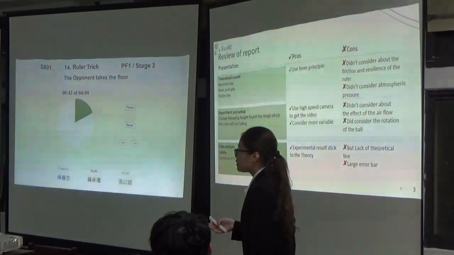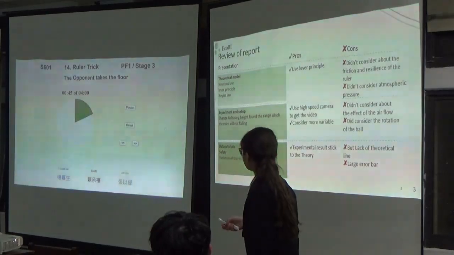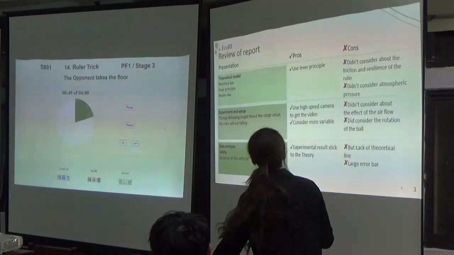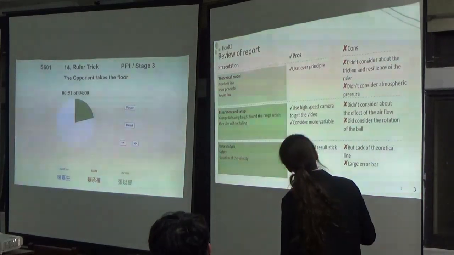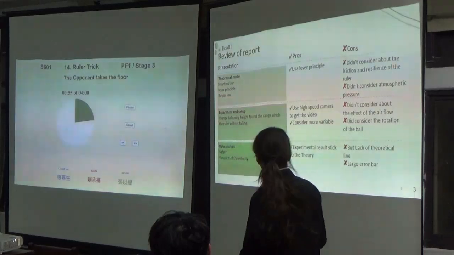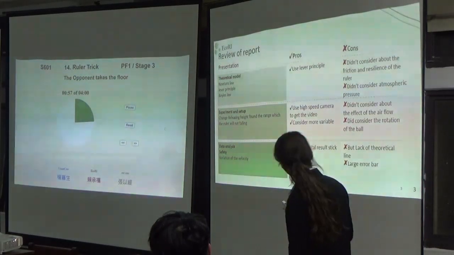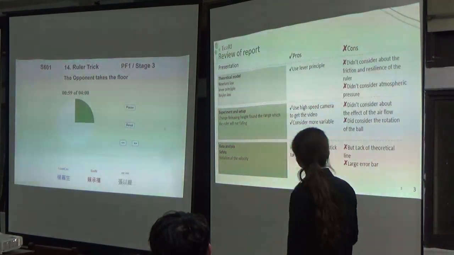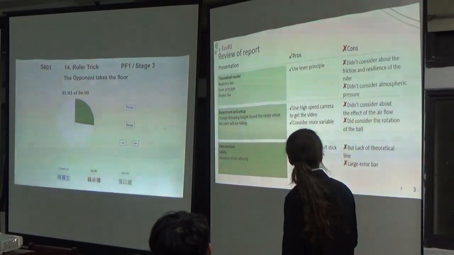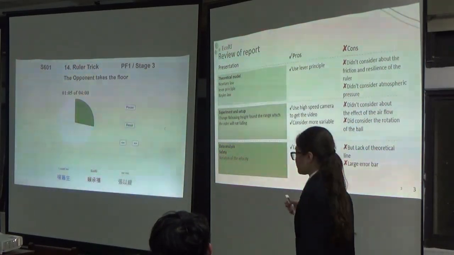About his experiment and setup, he changed the releasing height to find the range in which the ruler will not fall. In his process, he used a high-speed camera to get a video, and he considered more variables. But he didn't consider the effect of airflow, and he didn't consider the rotation of the ball.